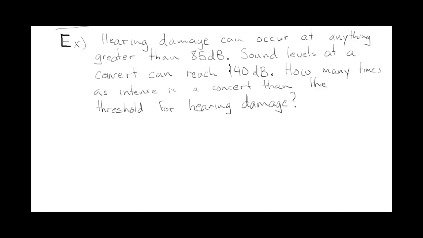So if you look at the decibel rating, it's not quite twice as big. The decibel reading is not quite double, but we're going to see the intensity of that sound is actually far, far greater than double. So let beta 1 be the threshold for hearing damage, and beta 2 be the concert decibel reading.